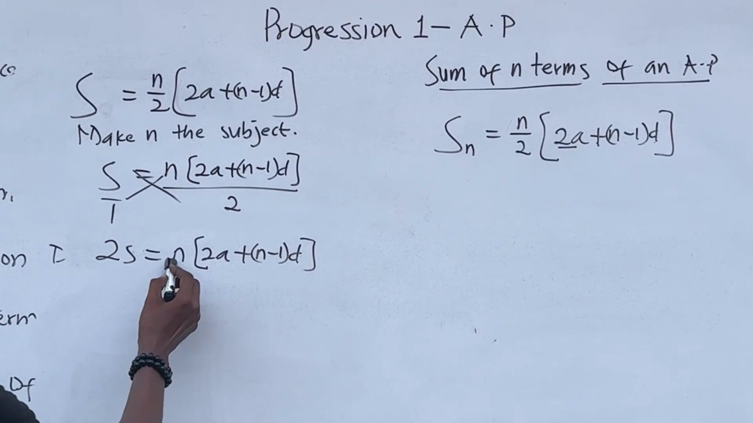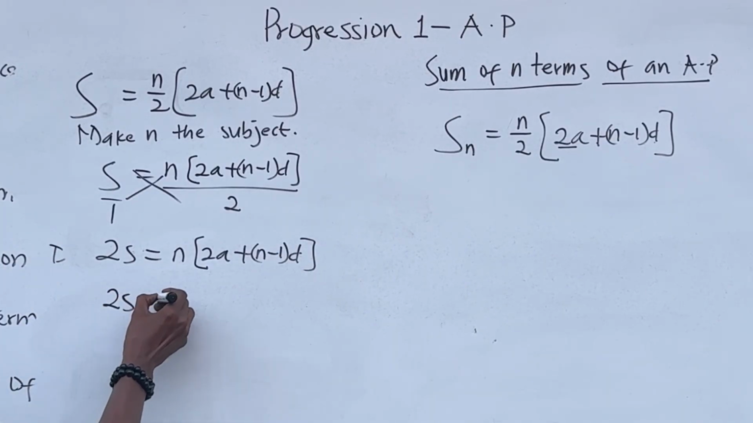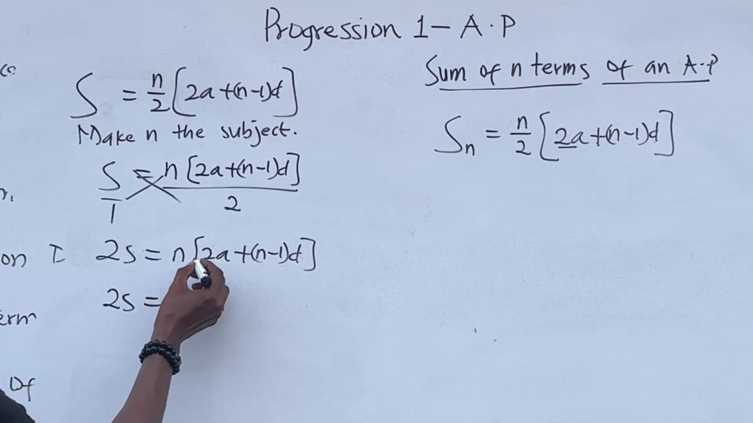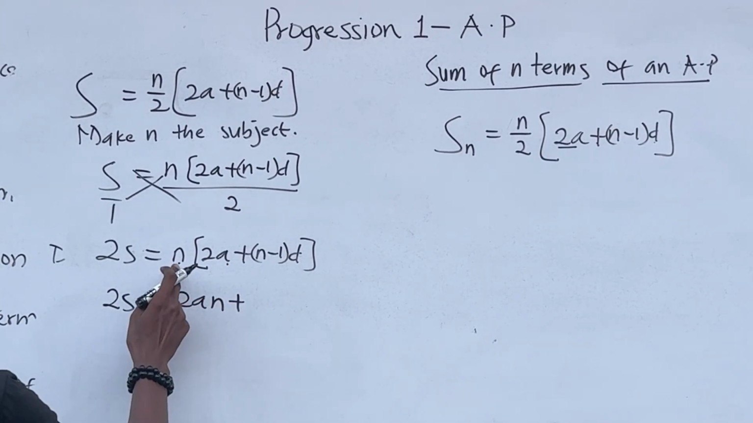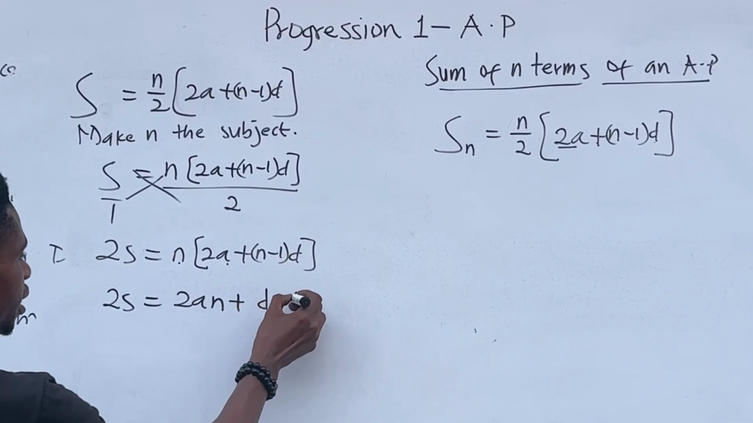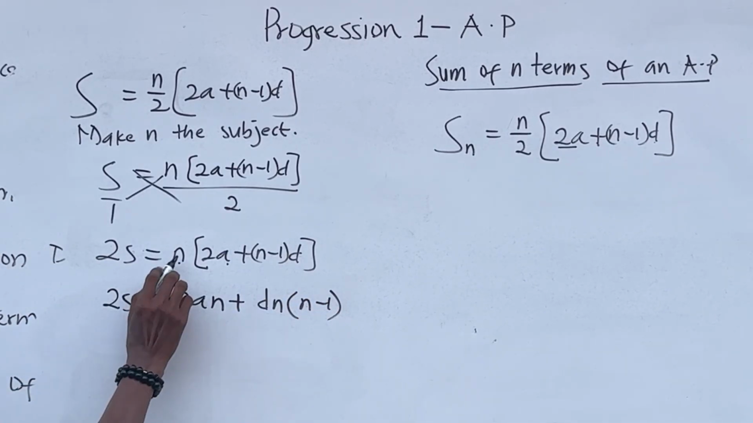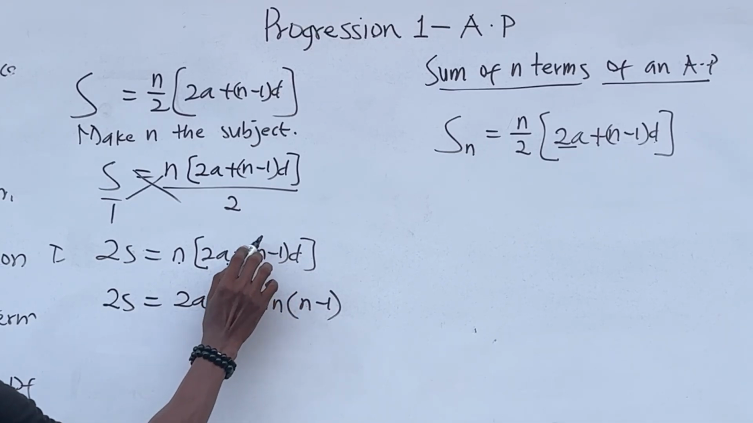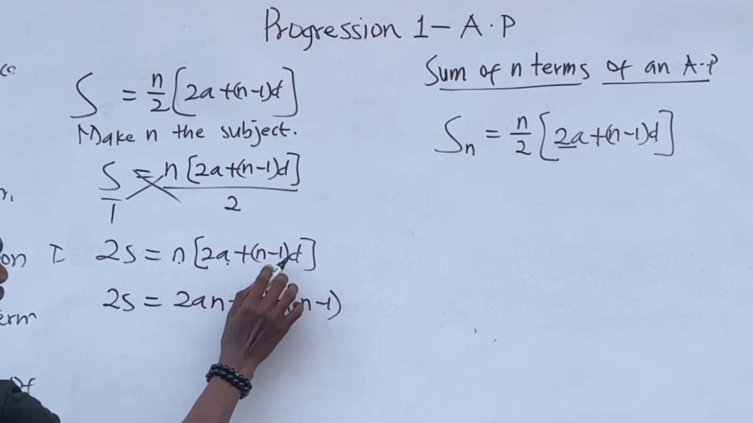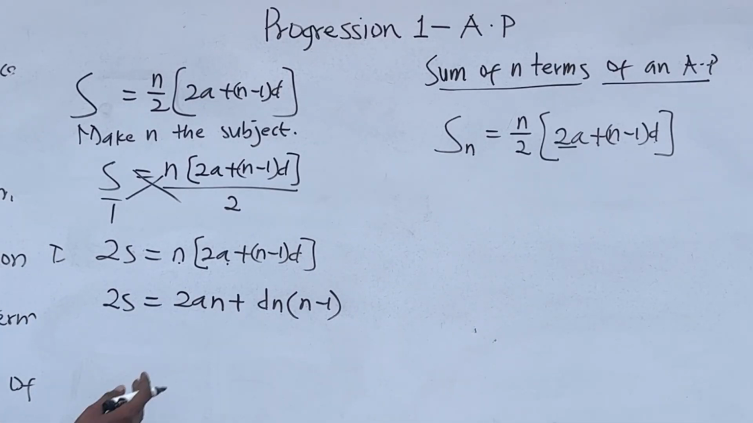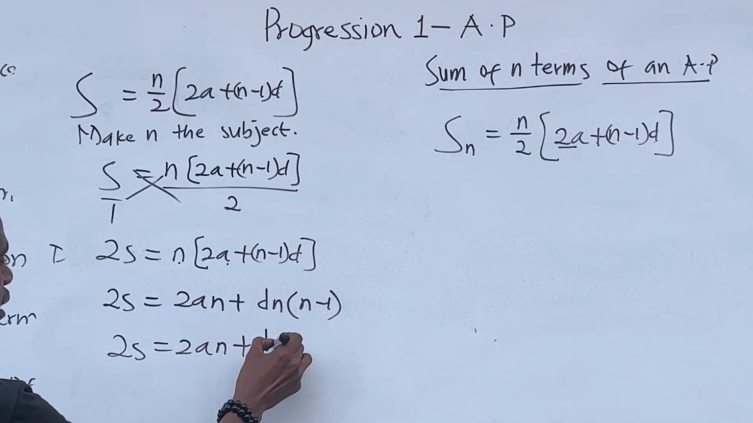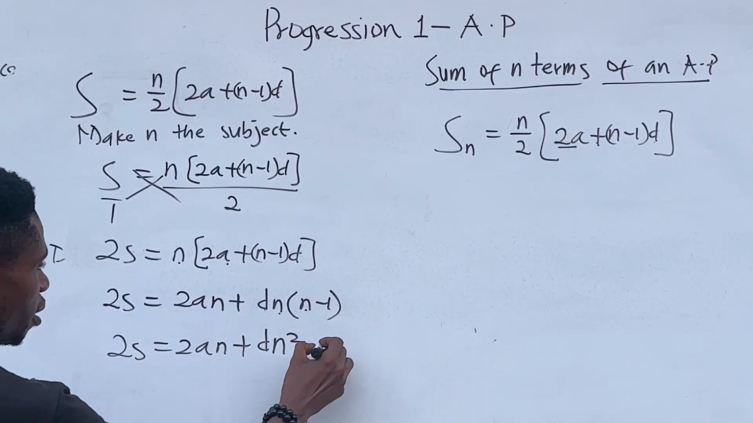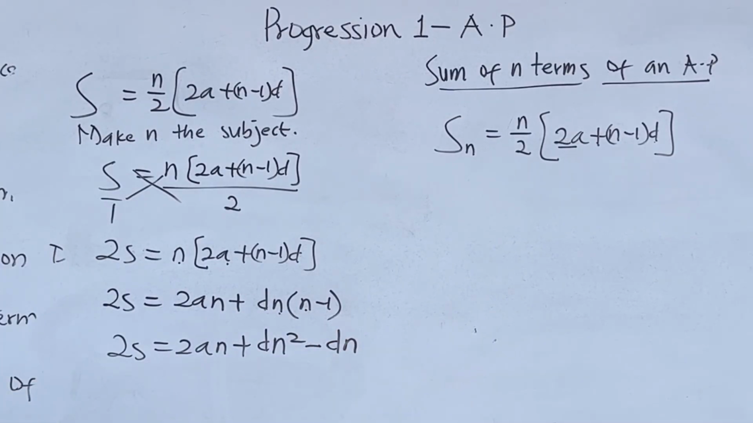Okay? So if we multiply this, we'll have 2S equals 2an, that's 2a multiplied by this n, plus n multiplied by d, let's call it dn, into (n minus 1). That's n multiplied by d, which is also multiplied by (n minus 1). So it's dn multiplied by (n minus 1). So let's expand this bracket so we'll have everything linear. So 2S equals 2an plus dn squared minus dn.